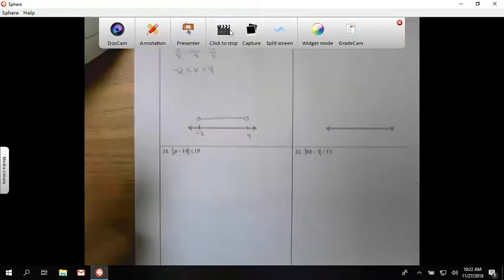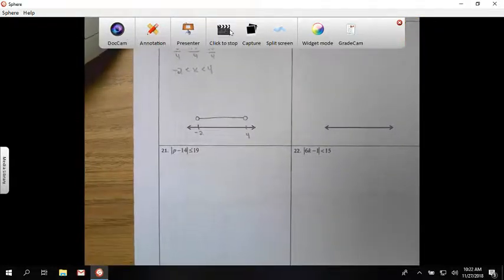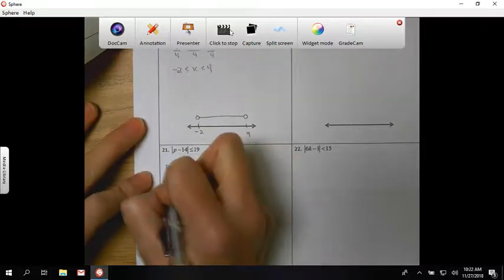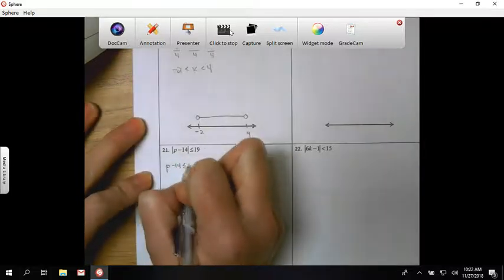Now 21 and 22, these are your absolute value inequalities. So because it's dealing with absolute value, I still have to set up two separate equations. The difference on absolute value inequalities is when I set up that second equation, that negative equation, I reverse the inequality symbol. So p minus 14 is less than or equal to 19.